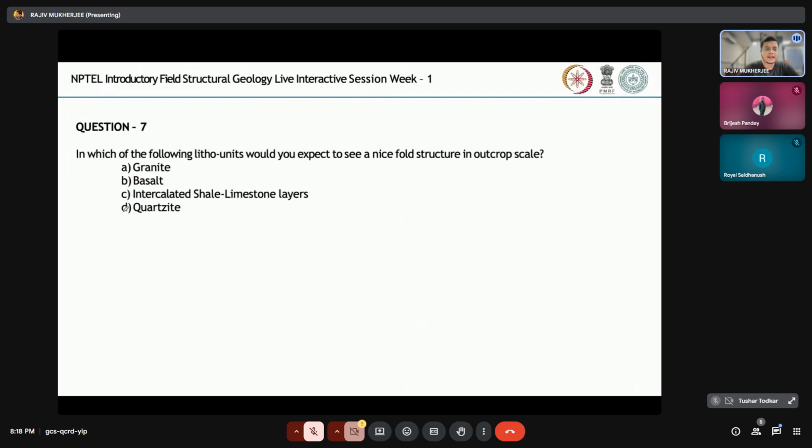Okay, now let us go to question number 7. In which of the litho units would you expect to see a nice folded structure in outcrop scale? Option A granite, option B basalt, option C intercalated shale limestone, and option D quartzite.